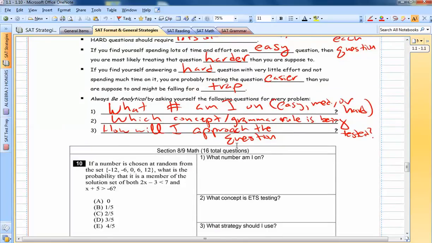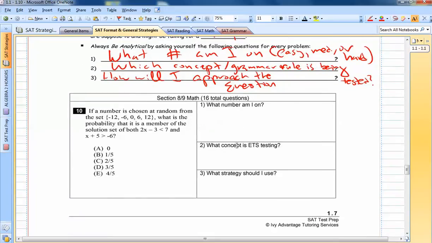So these are just little things you can do for some question types. When you're using a strategy, you always want to ask yourself the following 3 questions. What number am I on? That way you can tell if it's an easy, medium, or hard question. Which concept or grammar rule is being tested? Are they talking about geometry? Then maybe I should use some of the rules from geometry. Or if they're talking about subject-verb agreement, you want to keep that in mind. And how will I approach the question? We'll talk about many different approaches for lots of question types throughout this course.